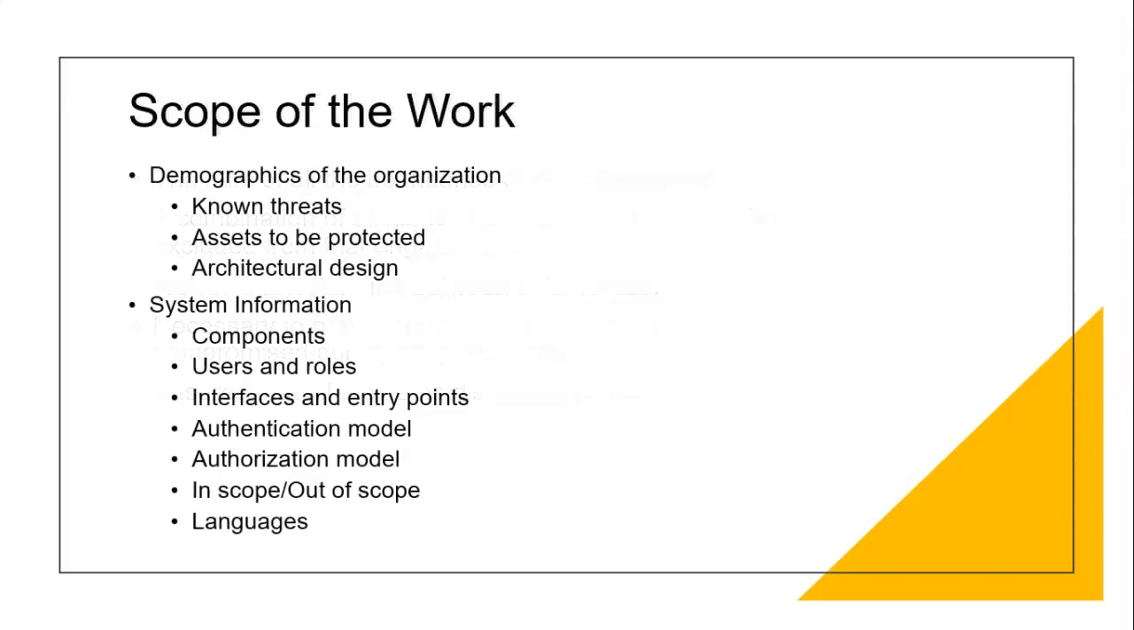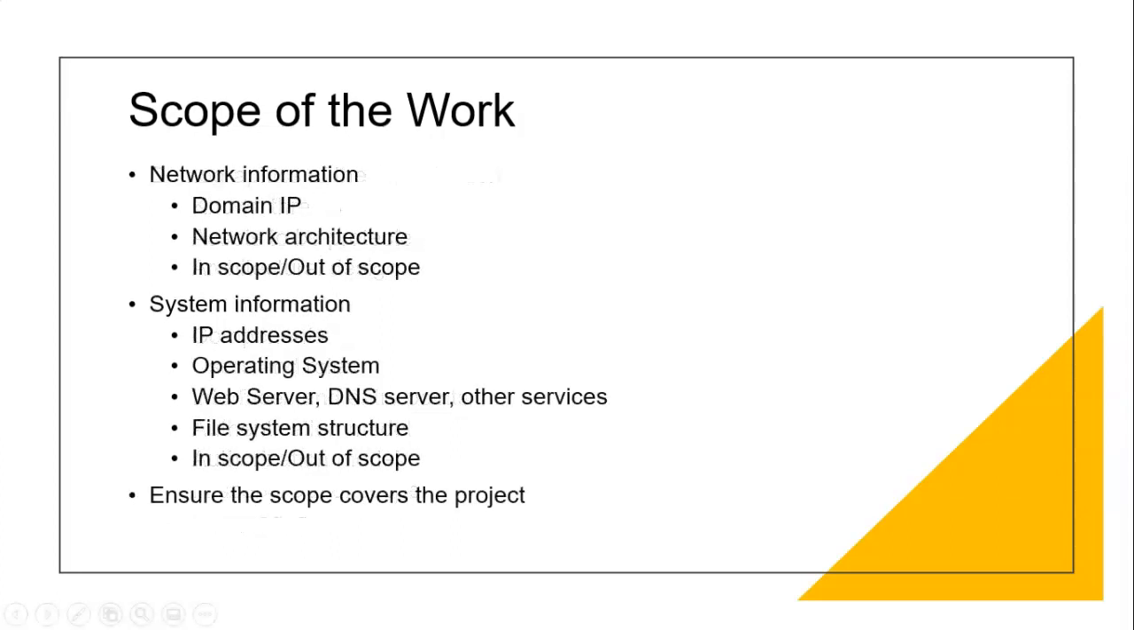Continuing on with the scope of the work, we have the demographics of the organization, known threats, assets to be protected, architectural design, system information, the components, users and roles, interfaces and entry points, authentication model, authorization model, in scope, out of scope, and languages. We also need some network information. Network information includes the domain IP, network architecture, in scope, out of scope, system information, IP addresses, operating systems, web servers, DNS servers, and other services, file system structure, in scope or out of scope. Ensure the scope covers the project.